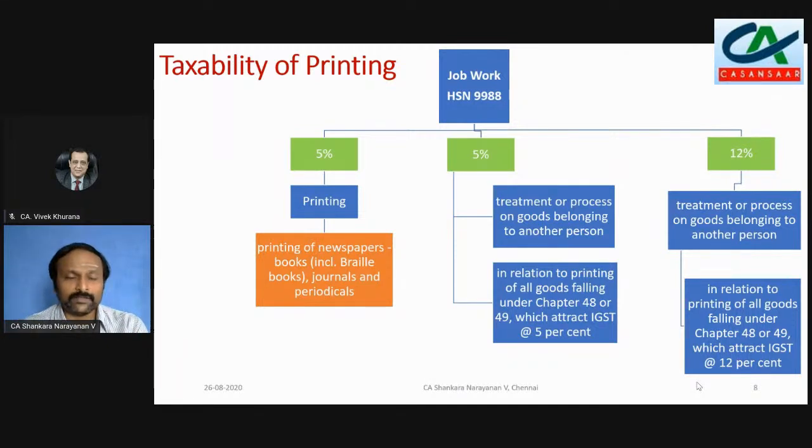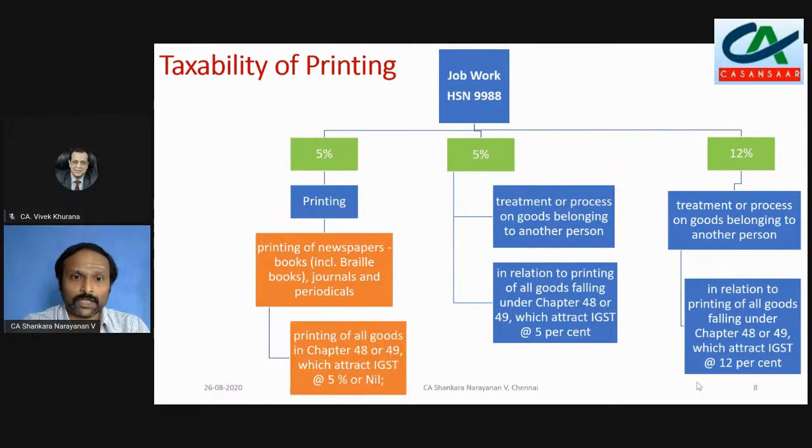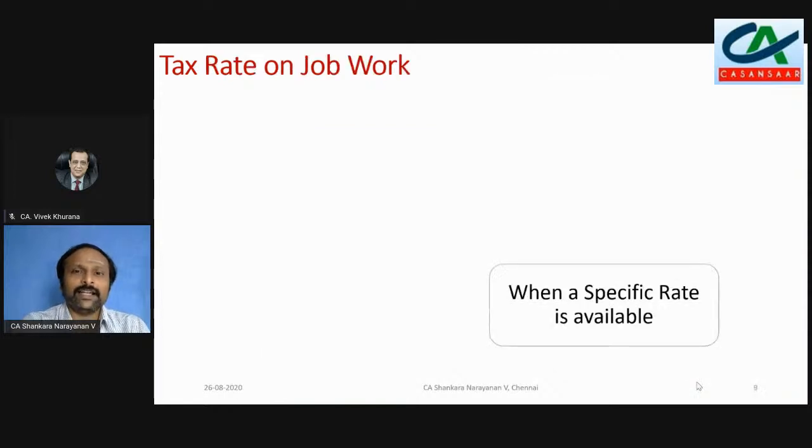So this is the specific treatment given to printing related services, which again is a huge component of job work activity. So job work, what is the rate that we need to take? As I said earlier, there is a clarification given in December 2019, wherein they have given the methodology to determine what is the rate of my job work.